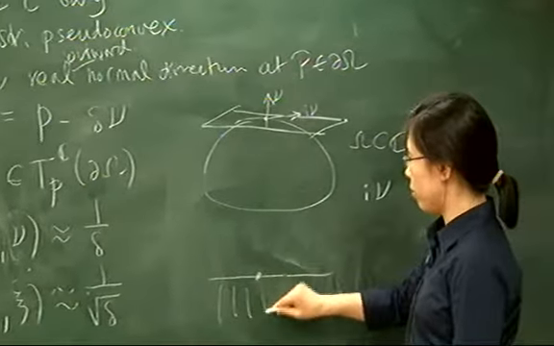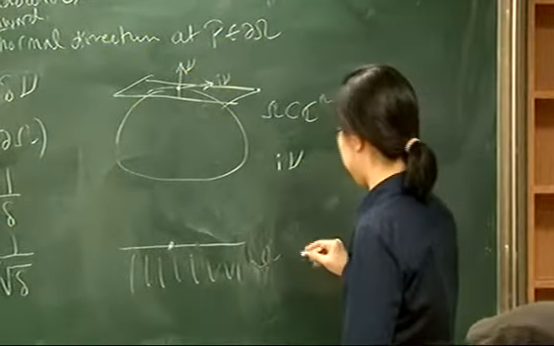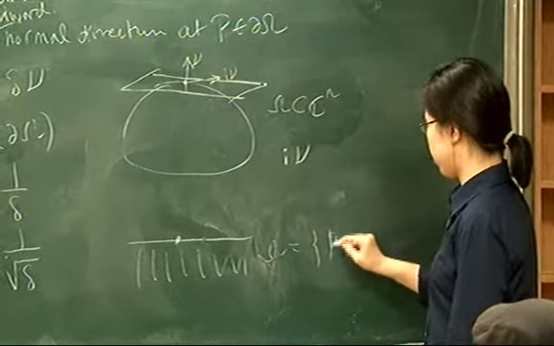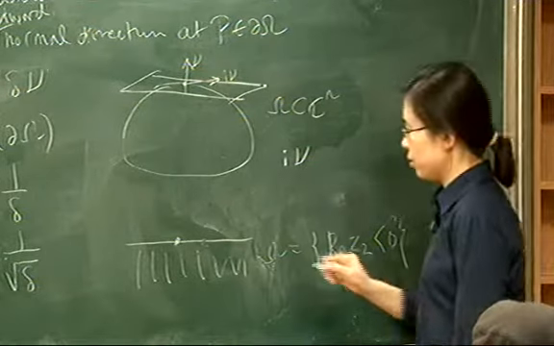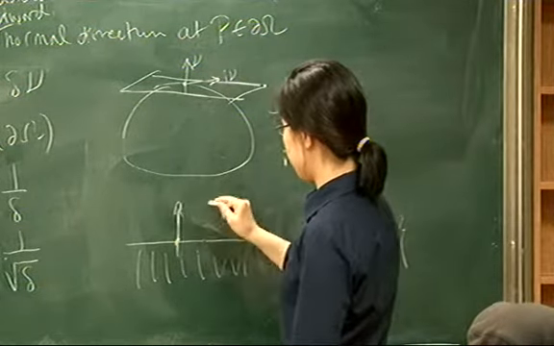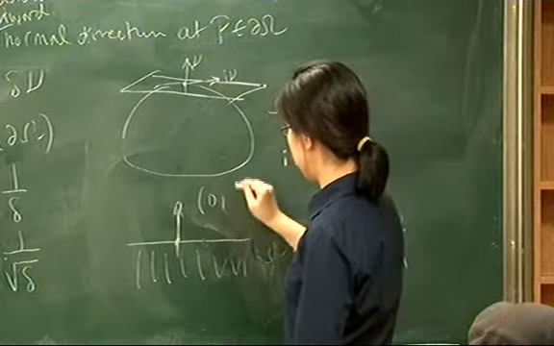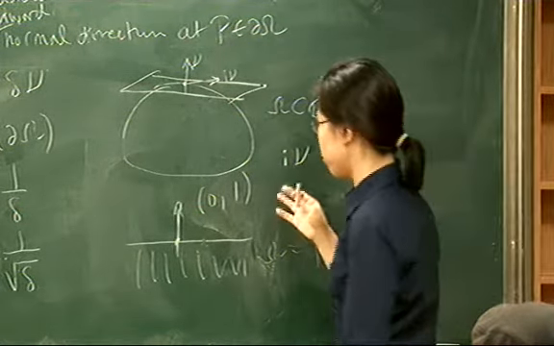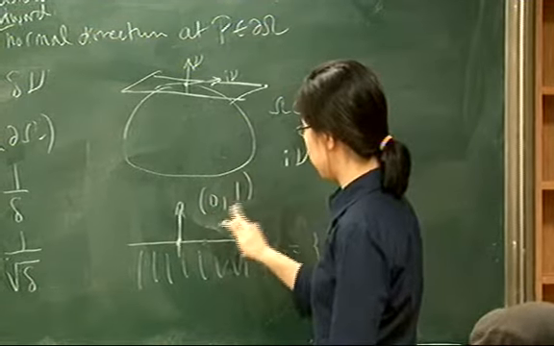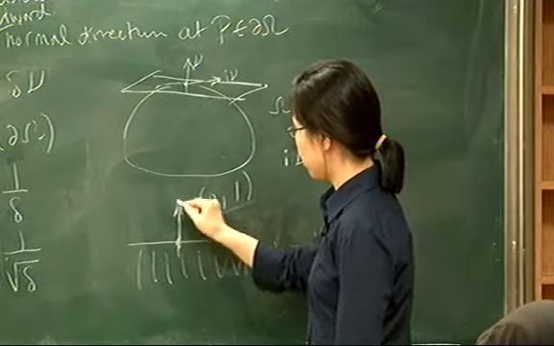Well, let's say the domain is a half space. Say omega is real z2 less than 0. Then this is the 0, 1 vector. If you take this, this is the real normal vector.